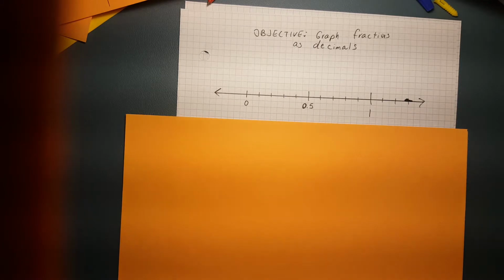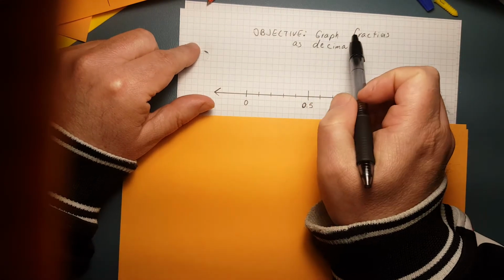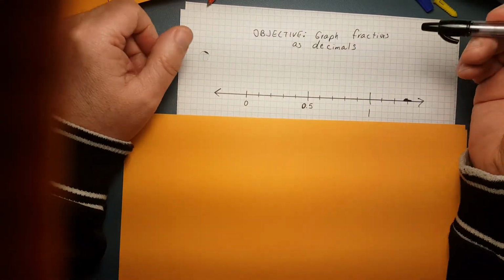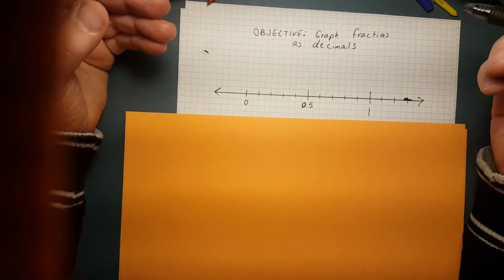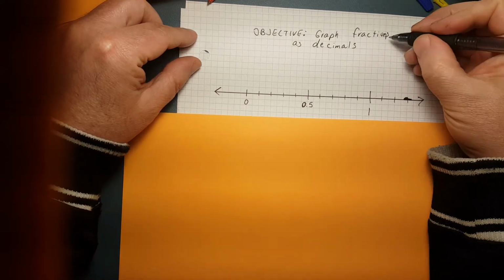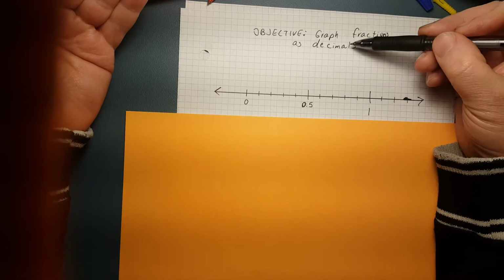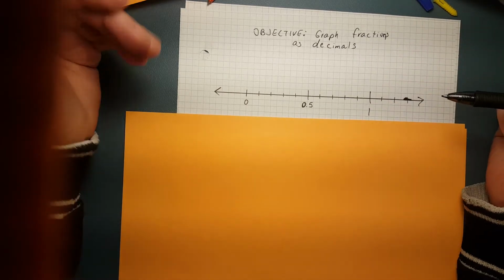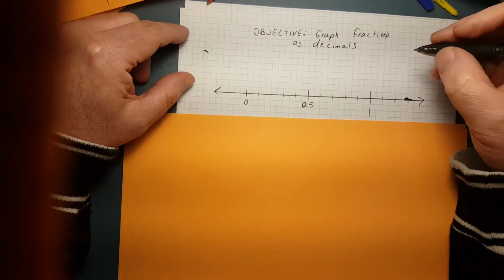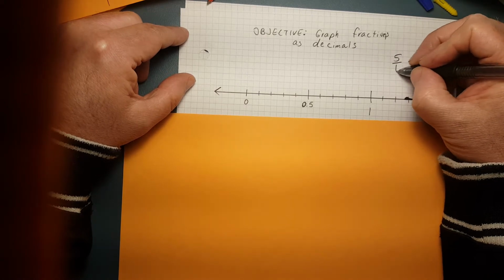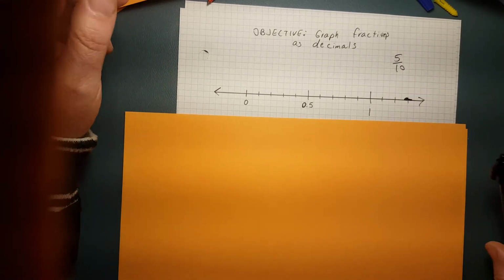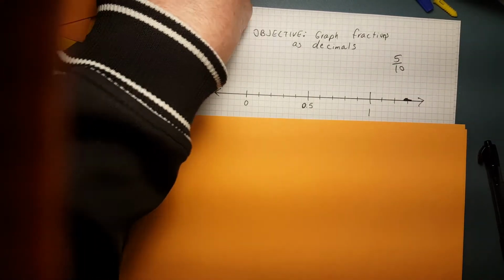Today we're going to learn how to graph fractions as decimals. In other words, they're going to give you a fraction, and they're going to have you not just write it as a decimal, but put it on a number line. So let's start with something easy. They gave you 5/10. Right? Here's a number line. Where would 5/10 go on that number line?